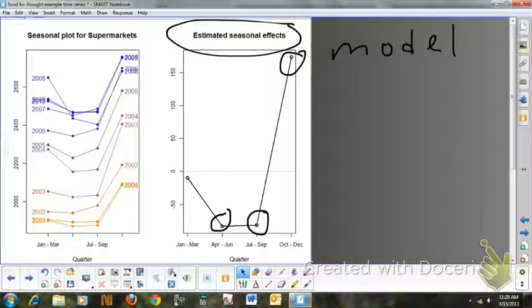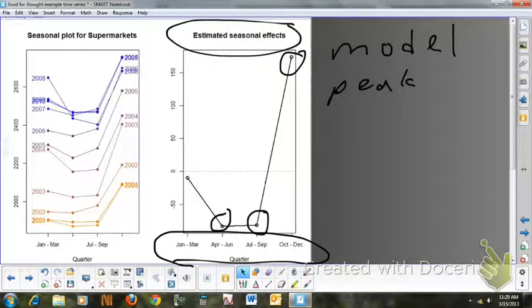Now this is quarterly data. Quarterly data means it's taken four times every year. So January to March is quarter 1, April to June, quarter 2, July to September, quarter 3, October to December, quarter 4. Now the fourth quarter is when you have your peak. Peak is in the fourth quarter.